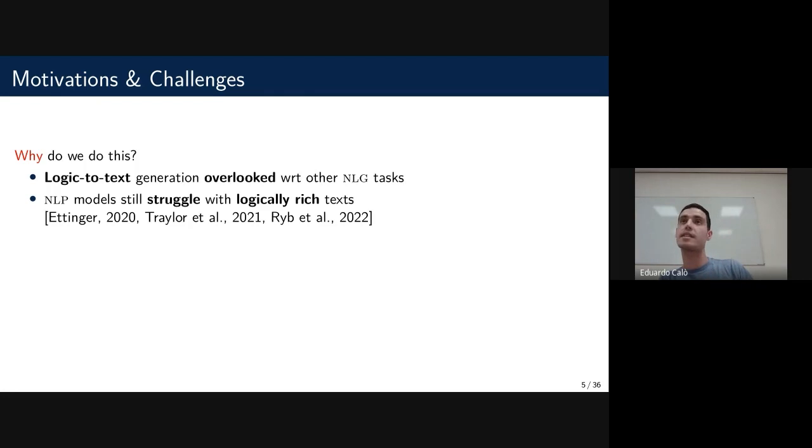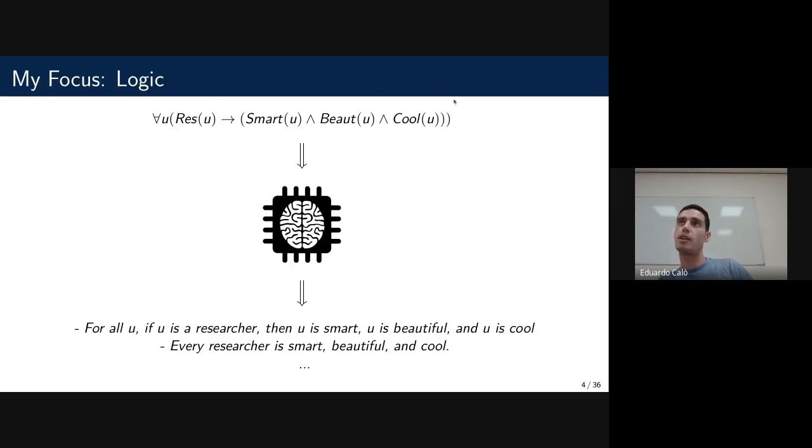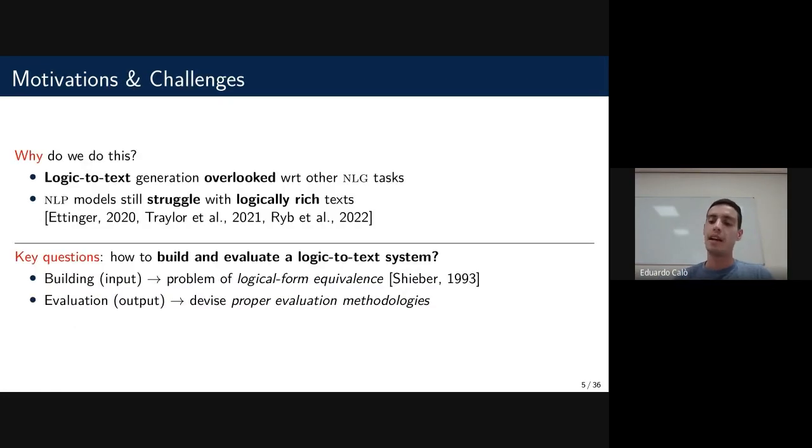To give you a concrete example, imagine this formula here. Imagine that there are infinitely many logically equivalent formulas, which means that all these infinite formulas have the same meaning as this one. So how do we choose the best input to give to a system like this to generate text from that input? This is the first big challenge that we can encounter when working with logic-to-text generation. The second one is the output.